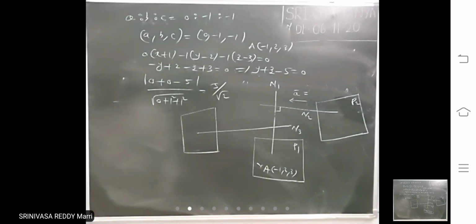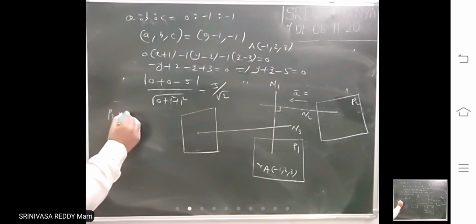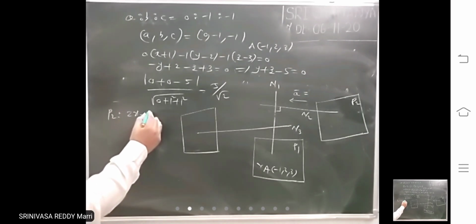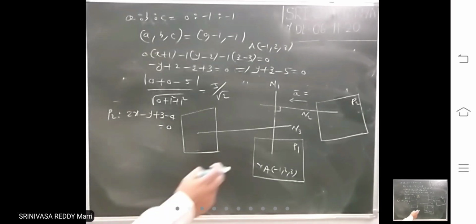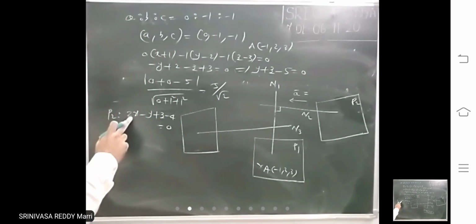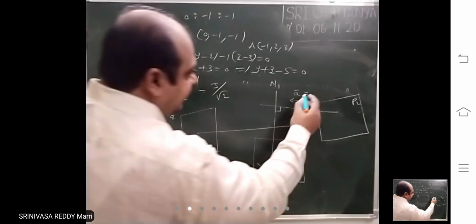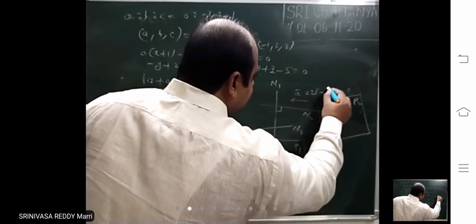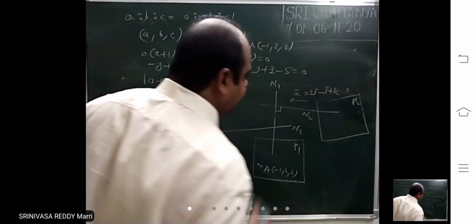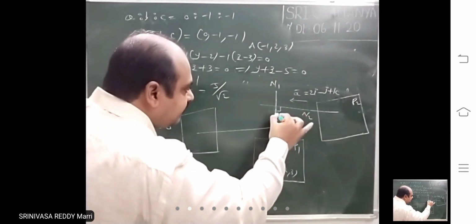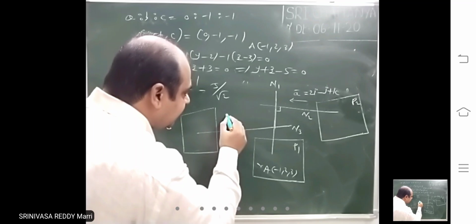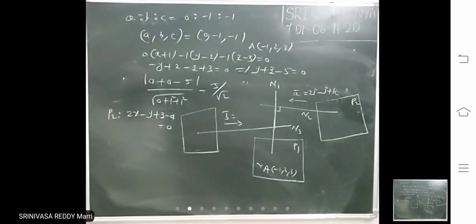Plane 2 is given as 2x minus y. Plane 2 is given. Now you know DRs of the normal. What is the vector? Normal vector 2i minus j plus k. Just DRs you know. 2i minus j plus k. This vector will be along the normal. This vector will be perpendicular to n1. This vector is b bar.